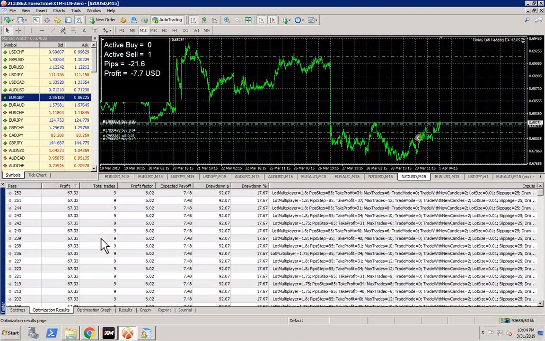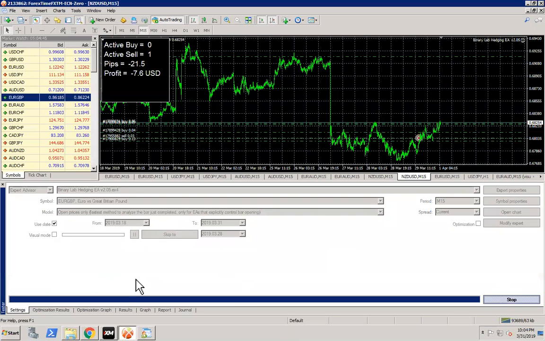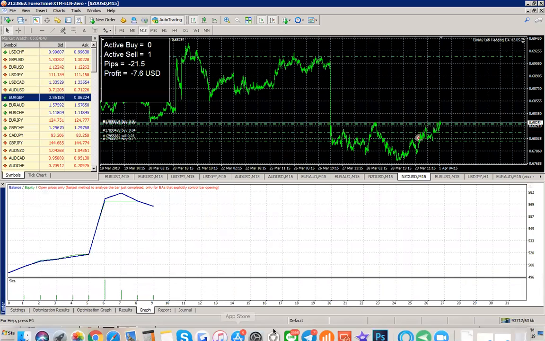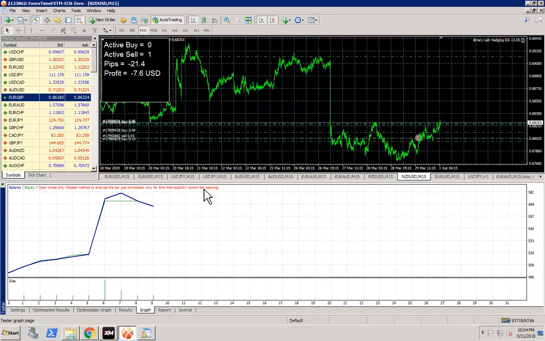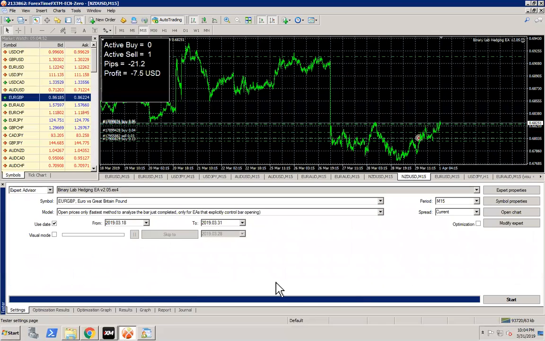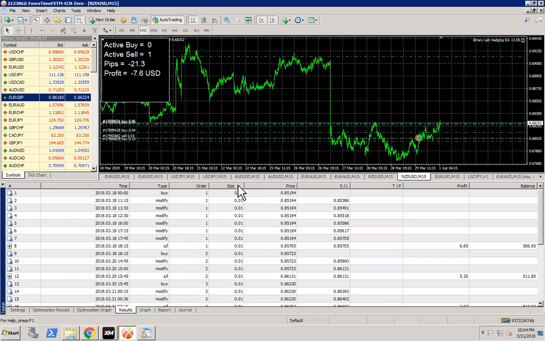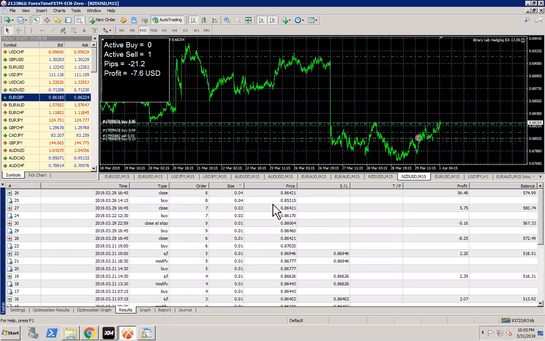So what I do next, very simple. I'm just gonna pick something in between like this. I'm just gonna run a simulation, see how my graph looks. That's not too bad. And now I look at my results. I see what is the biggest trade size that it went up to. 0.04. That's not too bad. Quite small, right? Yeah, I could deal with that. Because it's not going up to a 0.2 or something. That would be way too much.